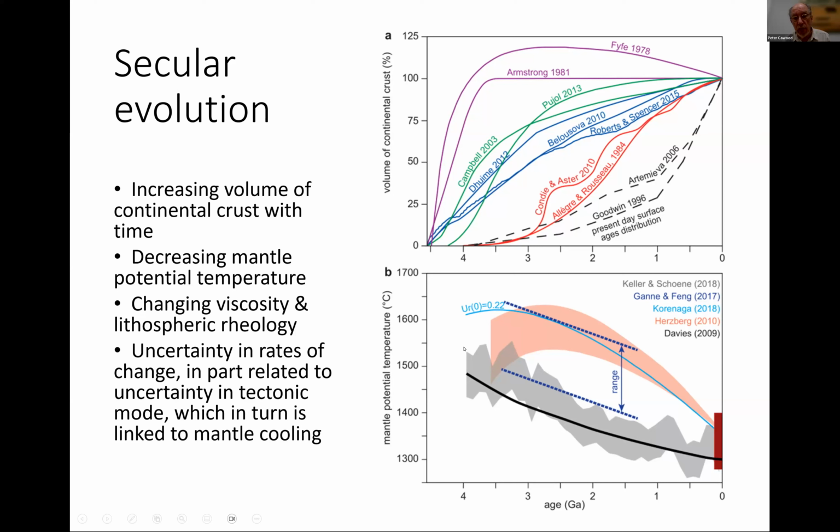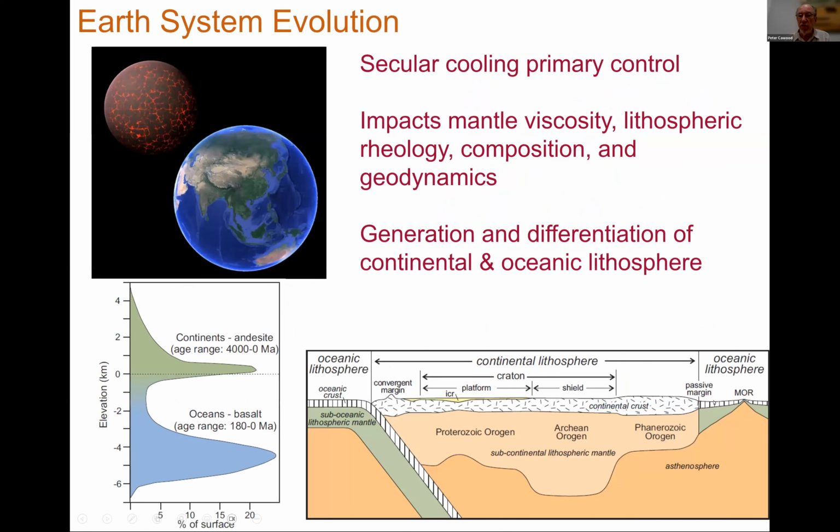And so we all agree that it was hotter back when the Earth first formed, in the 1500 to 1600 degree type range. It's more around 1350 today. But the rate at which we have cooled to reach that point is still being debated, because different types of data are brought to bear in establishing those temperatures. So, okay, secular cooling of the mantle is probably a first order control we have to consider. Why? Because temperature affects mantle viscosity. That in turn imparts an effect on lithospheric rheology and probably composition and geodynamics.